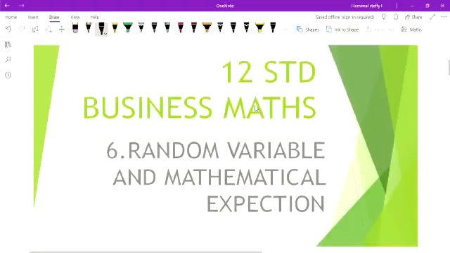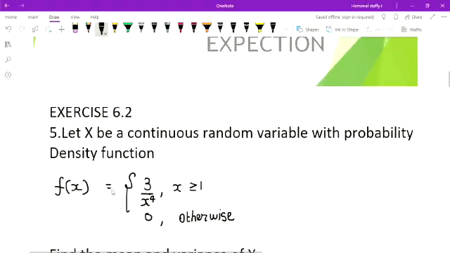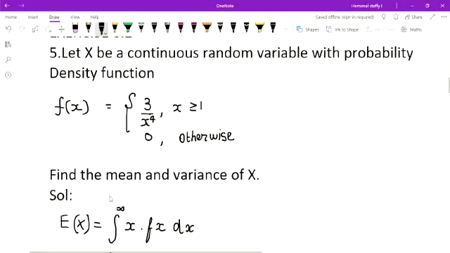This is 12th standard business maths, 6th chapter, random variable and mathematical expectation. Today we are going to learn exercise 6.2, fifth sum. Let x be a continuous random variable with the probability density function given. They are asking to find the mean and variance of x. You know the mean formula and variance formula.